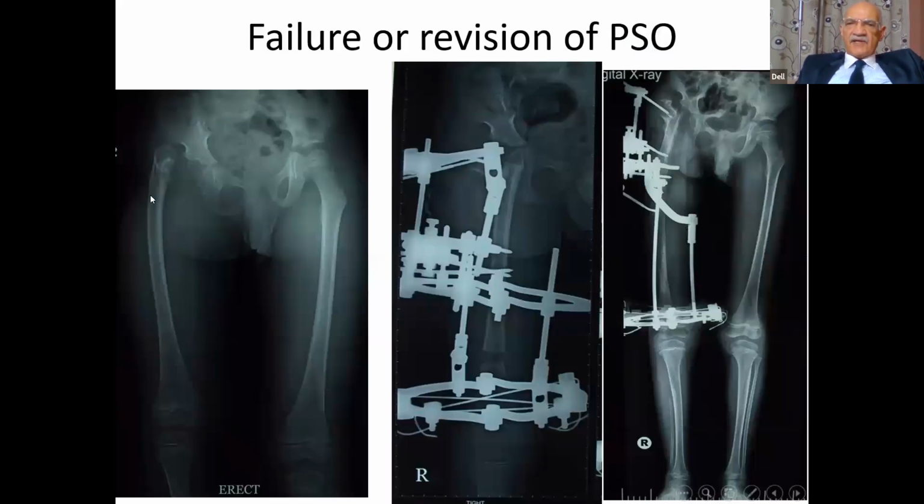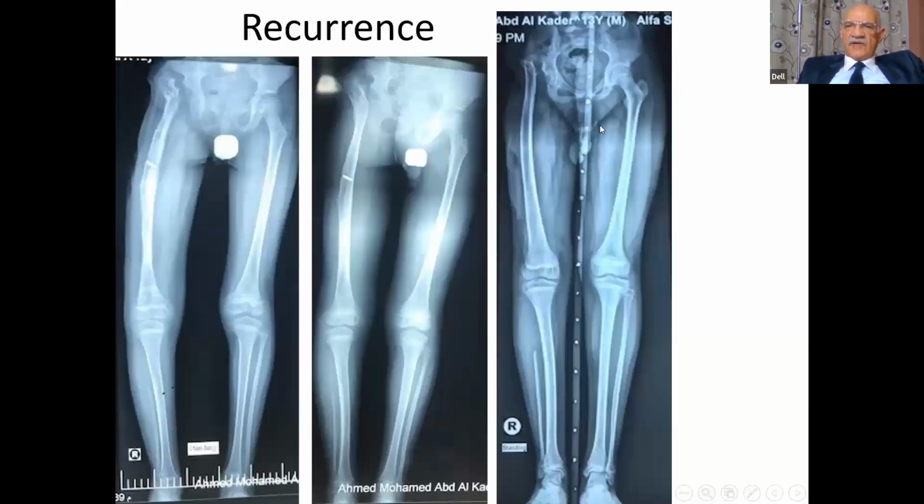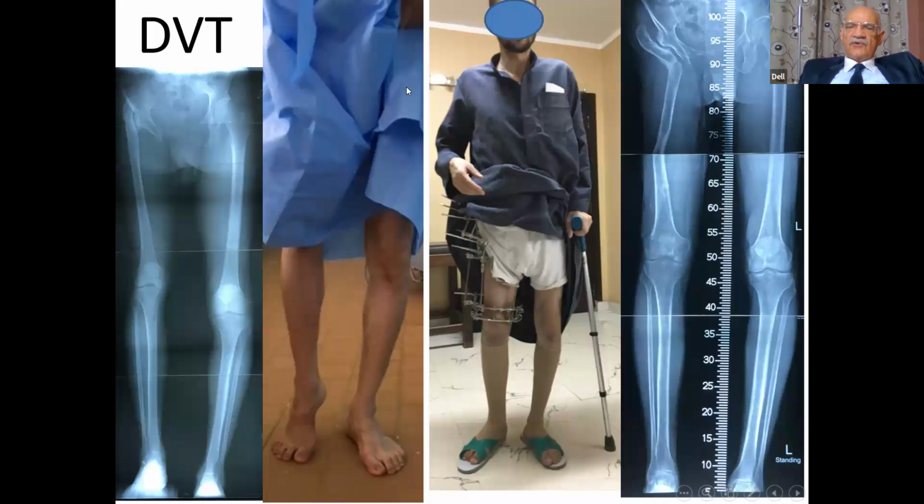Remember, at a very young age, we always have recurrence of the deformity. So the body treats the upper pelvic support as a deformity, and within a few years, it will correct it. We do have complications in older age. This is a 32-year-old man who had DVT after treatment.